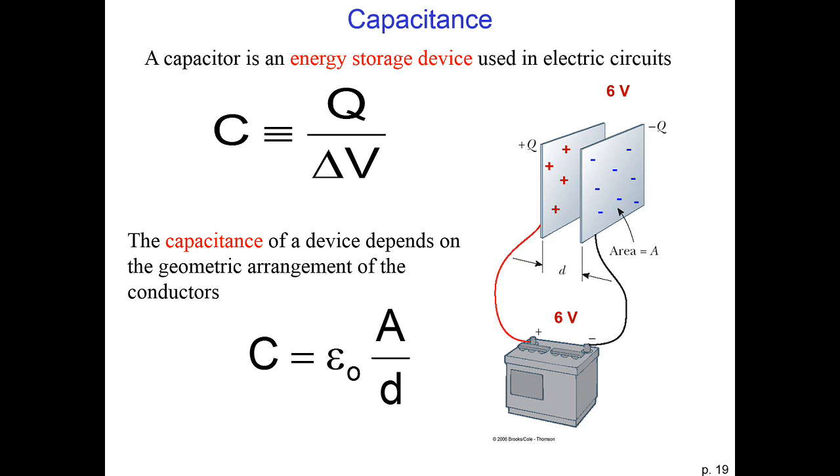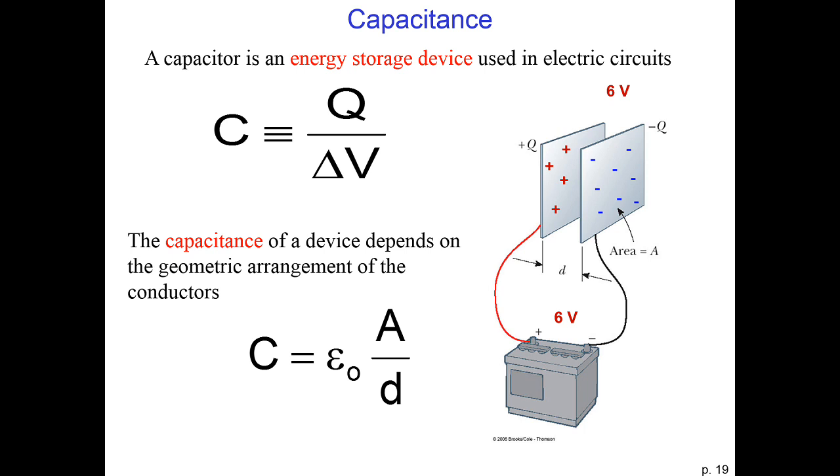The amount of charge that a capacitor can store is the voltage across the capacitor times its capacitance. That means the larger the capacitance, the less voltage is required to put a certain amount of charge on the capacitor. The capacitance depends on the size and shape of the conducting plates. As seen here, the capacitance is epsilon naught, the permittivity of free space that we've used before, times the area of the capacitor, divided by the distance between the plates. So A is the area of the plate, D is the distance between the plates, and C is the capacitance.